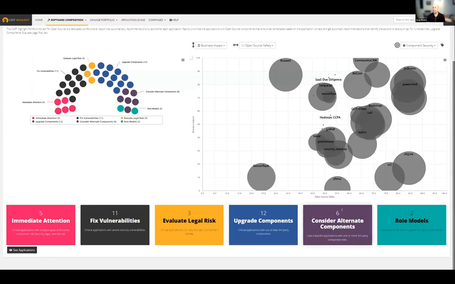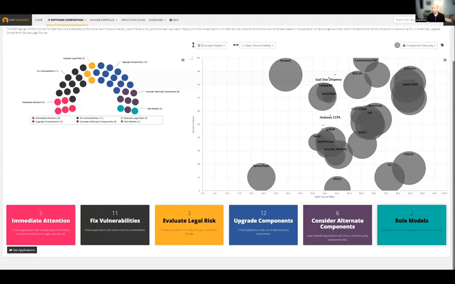Then we have 6 applications where the business impact is lower, so they're not as important. So these you could start worrying about maybe later on in the process, but you might want to consider alternative components for these applications. Even though they have a lower business impact score, they still have some issues.